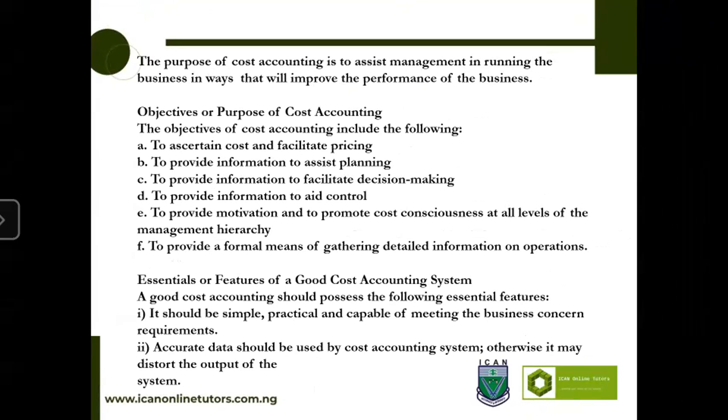Let's quickly go to the objectives of cost accounting. What are the aims? Why the need for cost accounting? Why are we even studying cost accounting? We are already aware of financial accounting. Then, is accounting not accounting? Why do we still have to do cost accounting? The reason for cost accounting cannot be overemphasized.